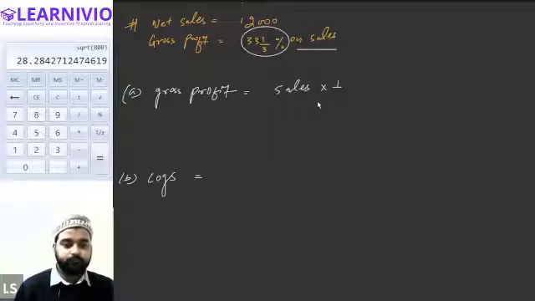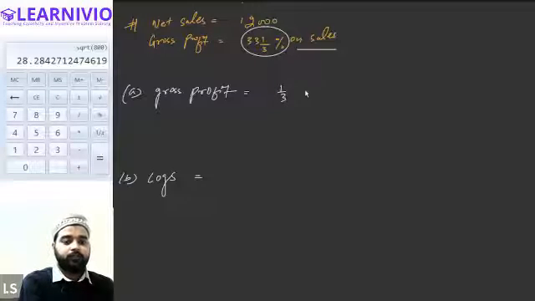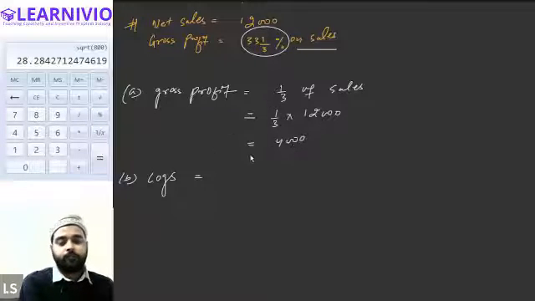Let me write this way. So this is given as 1/3 of sales, right? So we can calculate it as 1/3 of sales, and the value of sales is how much? 12,000. So we can calculate it as 12,000 divided by 3. It will be how much? 4,000. Got it? Hamad, is this clear?